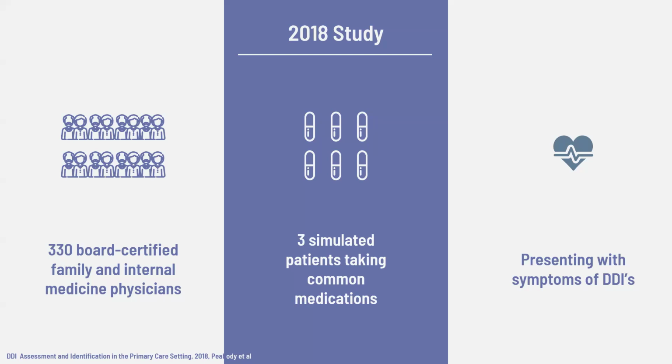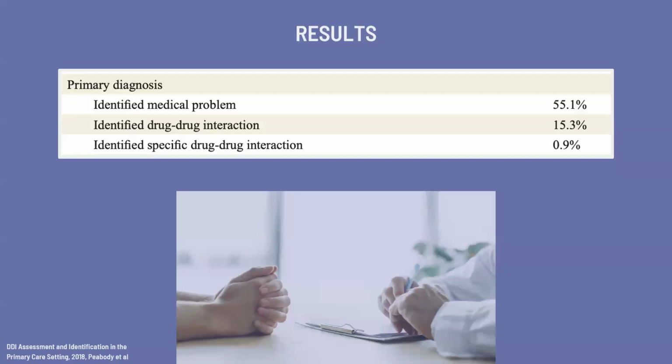So interestingly, in just over half the cases, 55.1%, physicians were able to correctly diagnose what their patient's primary problem was. So like depression, palpitation, somnolence, but in only 15.3% of the cases, physicians were able to actually identify that it was a drug interaction causing that medical problem. And even less of the time were they able to identify the specific drug interaction, so 0.9%.